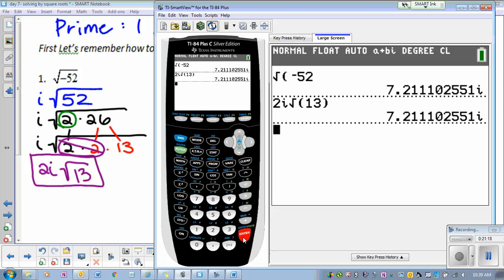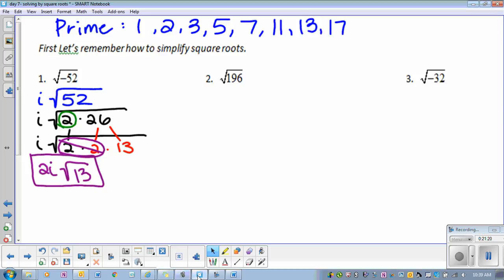Okay, now let's try the next one. Square root of 196. Guys, 196 breaks down into what times what? 2 times.